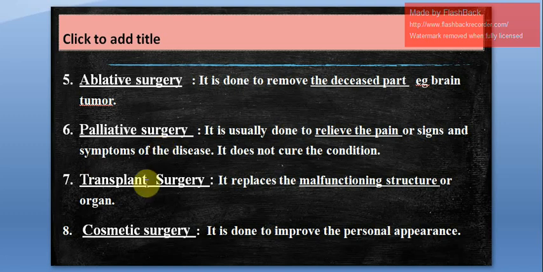Next one is transplant surgery. Now, transplant surgery means it replaces the malfunctioned structure or organ. For example, there is one organ that is already diseased. Most of the time it could be your pancreas, or your corneal transplant. All that comes under examples of transplant surgeries. So you can transplant the malfunctioned organ. The malfunctioned organ is usually removed and then the donor tissue will be replaced back.